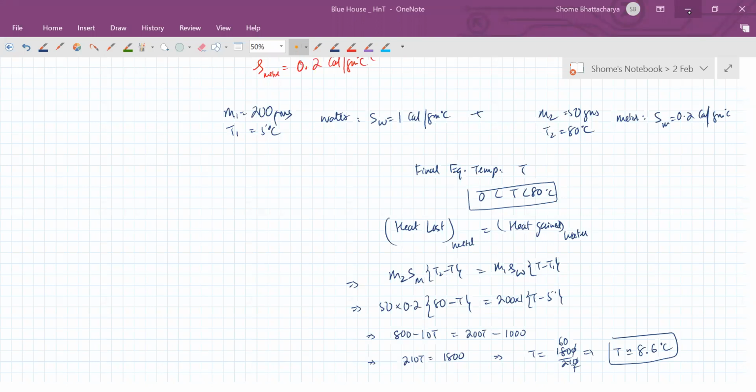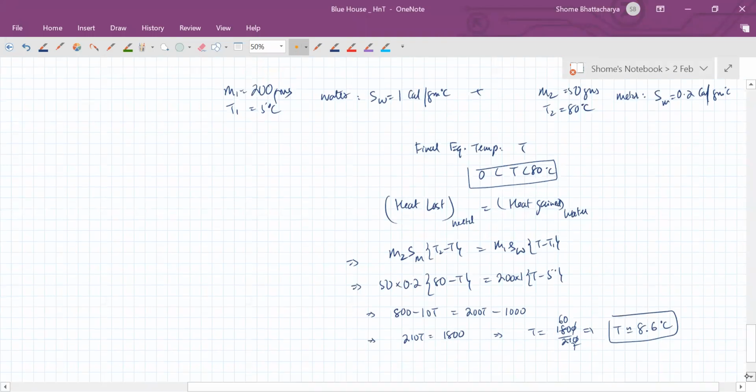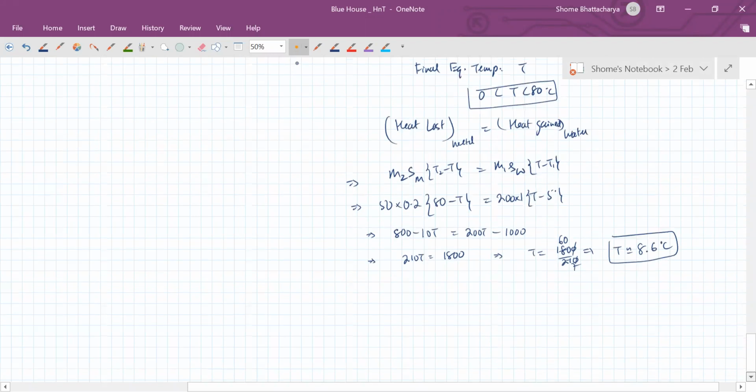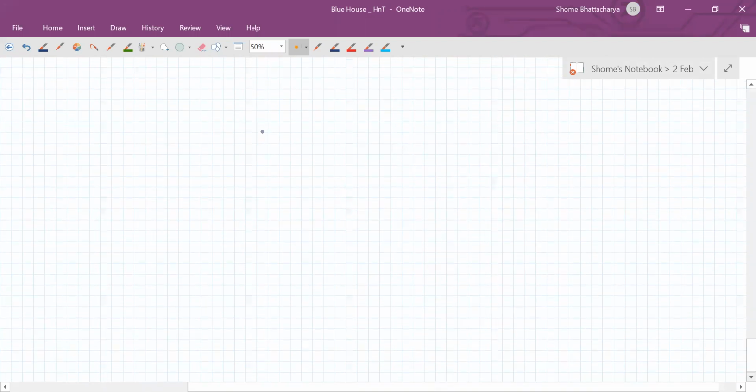Okay, so this is clear, I hope. Okay, let's do another question now. Now in calorimetry, when there is state change involved, then the question becomes a little bit more complicated.